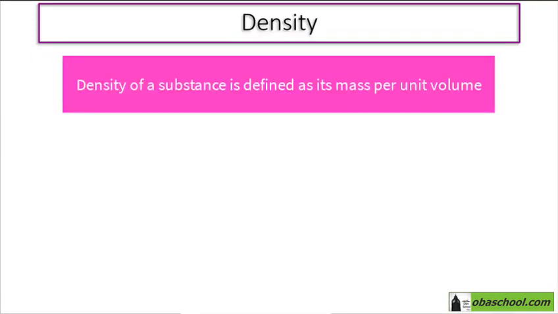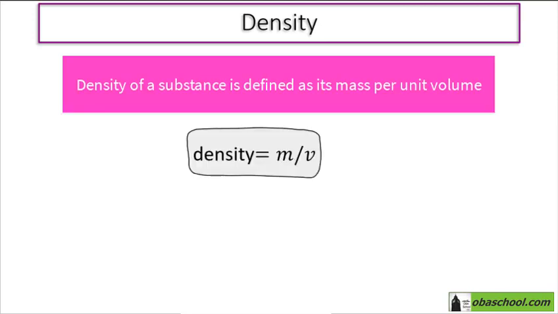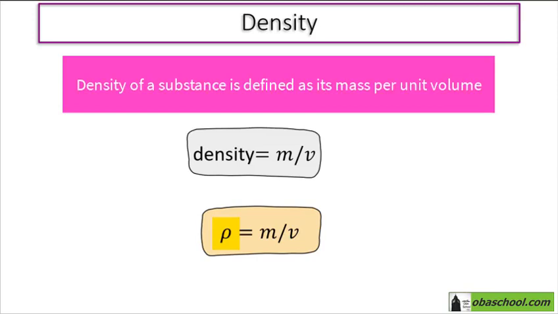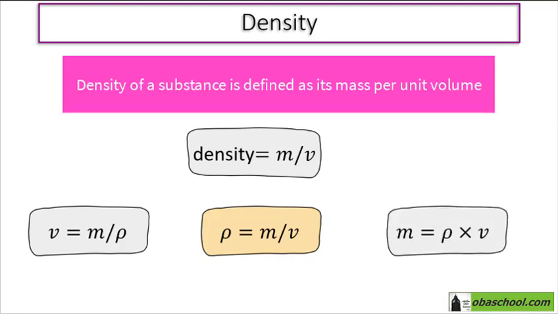However, the density of a substance is defined as its mass per unit volume, calculated using the equation: density is equal to mass divided by volume. Also, the density is represented by rho, and the unit is kilogram per cubic meter. We can rearrange the equation. It gives that the volume is equal to the mass divided by the density, and the mass is equal to the density multiplied by the volume.